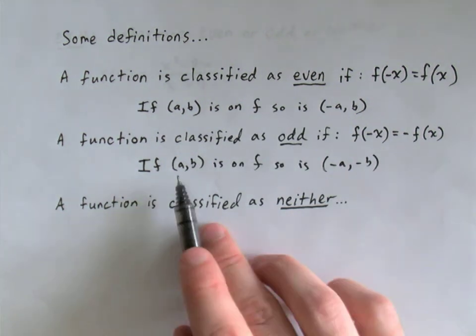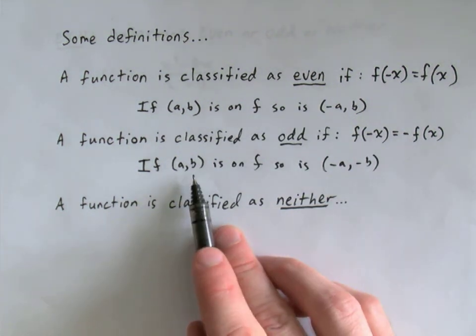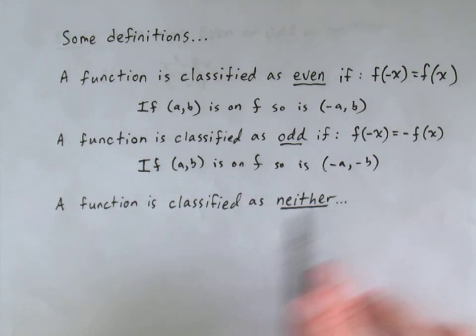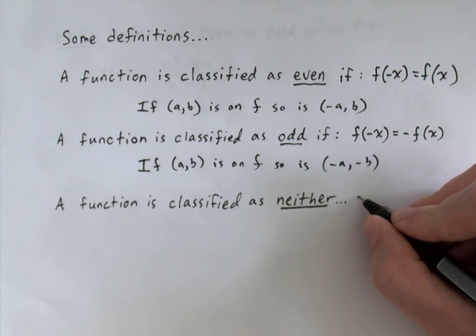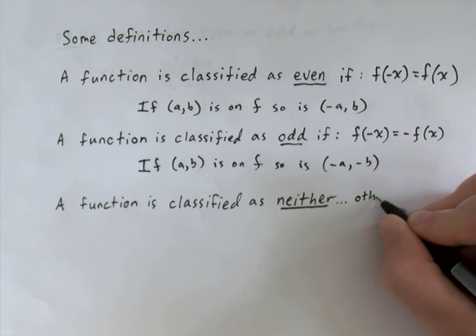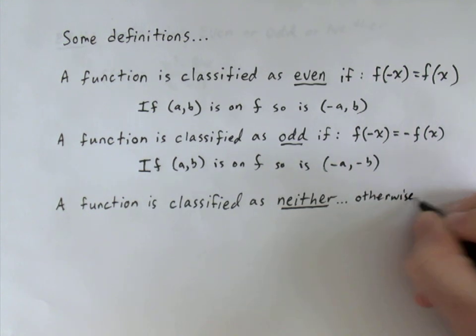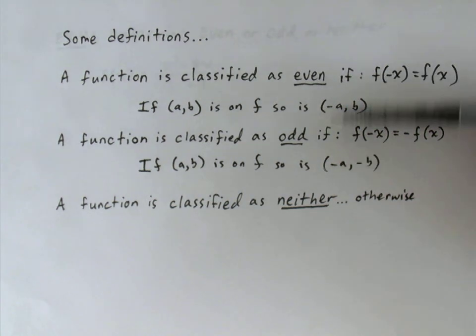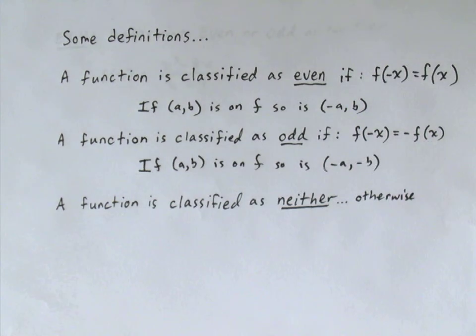And remember that AB doesn't necessarily need to be two positive numbers, just like minus A minus B doesn't have to be two negative numbers. We're just saying the signs are opposite. Meanwhile, a function is classified as neither if it's not even and it's not odd. So any other situation. Not every function has a symmetry. Not every function is going to be either even or odd. It could also be neither.